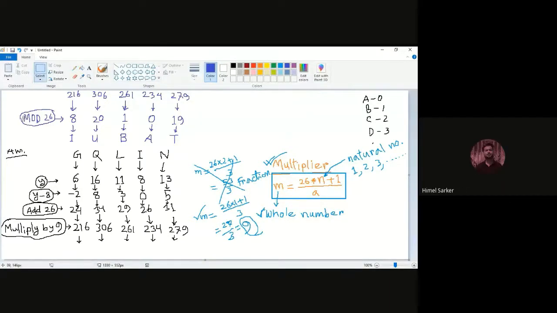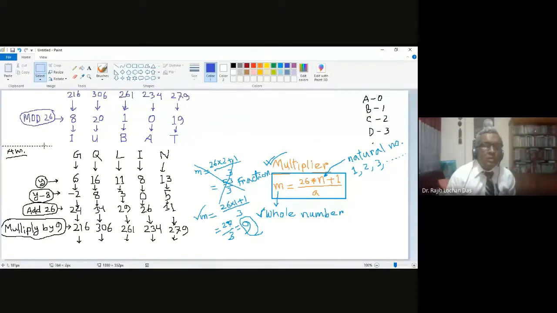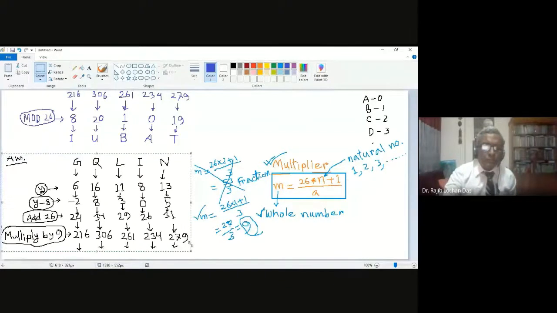Yes, sir. So this is how you decode affine cipher encryption. The tricky part is the multiplier part, so try to understand what to do. Memorize the formula, that is m equal to (26 into n plus 1) by a. You have to do the calculation in your exam script and show this. Otherwise, I will cut some marks. I will check how you got this multiplier number.